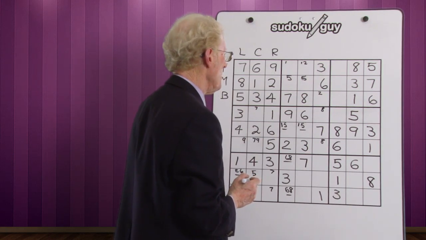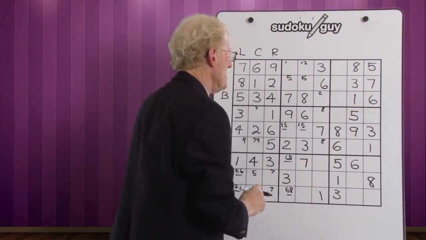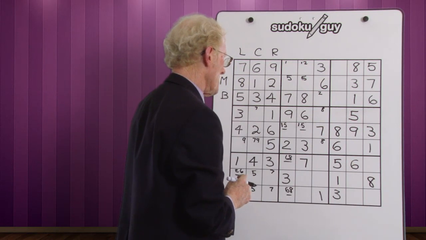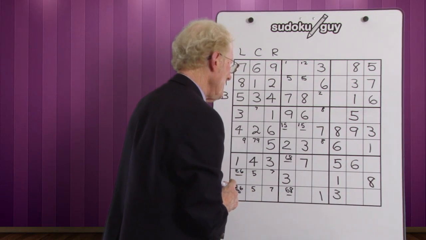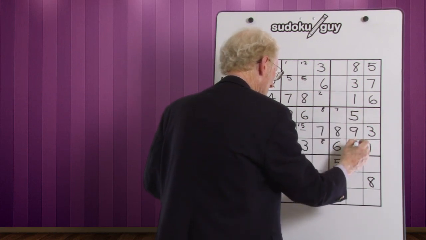4s, with no 4s there at all. 5s, we've done the 5s. Right, center, left. 6s, well, we've done the 6s. Right, left, center. 7s, well, we can have a 7 in two places. It can either be here or here.